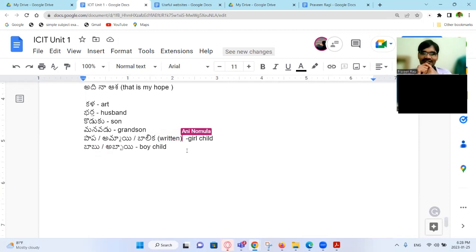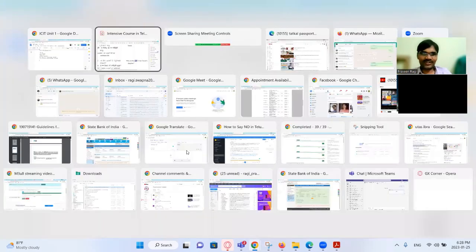Only written. Okay. Next one, baludu. Sometimes in stories you can say ee baludi peru. So that is only in the written version. In the spoken part, we say ee abbai peru or ee babu peru, like that. Okay. So let's go back to the PDF.